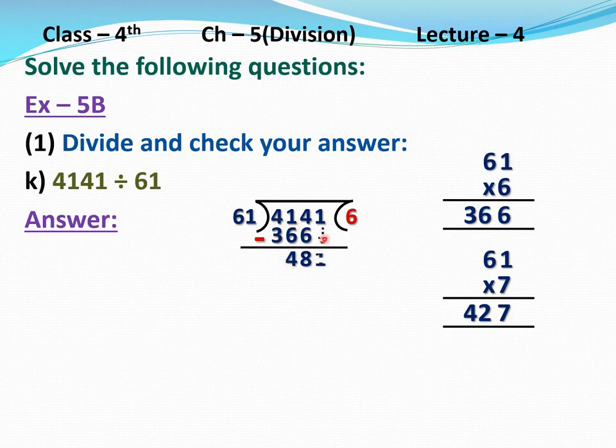Then we will take one more number, that is 1. Okay, the number will be 481. Now multiply 61 multiply 7. 61 multiply 7 equal to 427. Write 7 here and write 427 here.